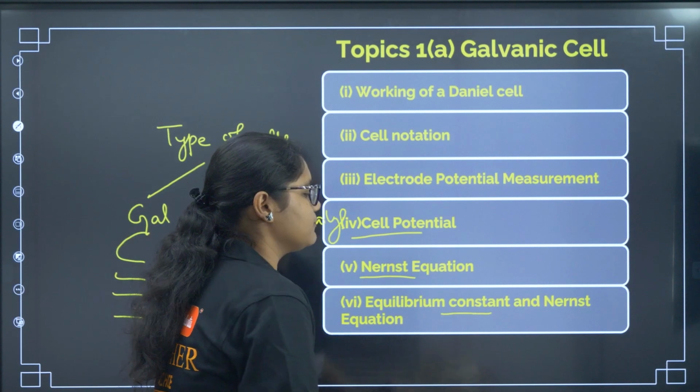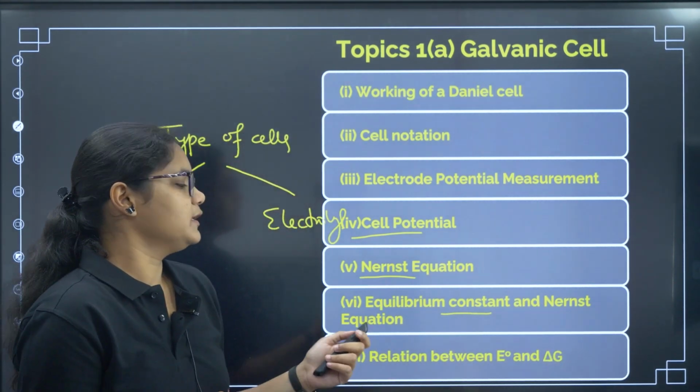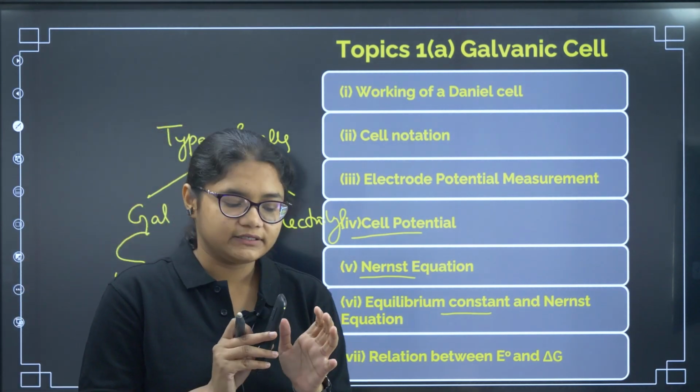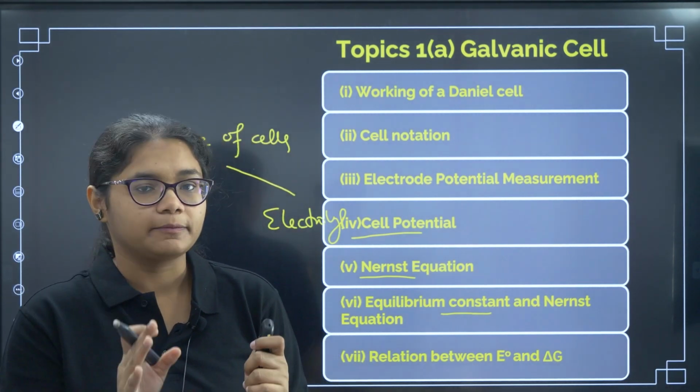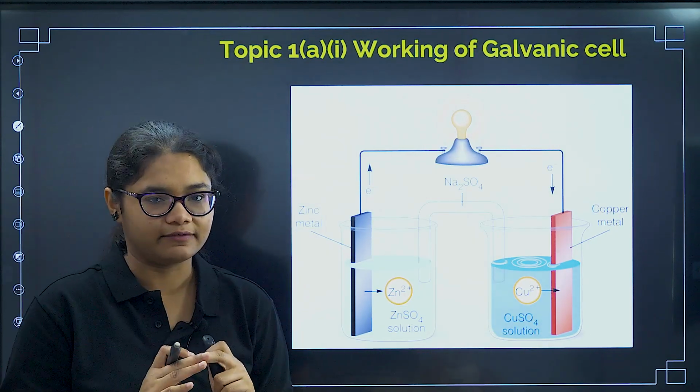Then we have equilibrium constant and Nernst equation relation. And then we have relation between E0 and delta G. So I'll not be covering the whole detail of these topics, but I'll be explaining how to prepare this from the exam point of view. Okay. So now coming to working of a galvanic cell.